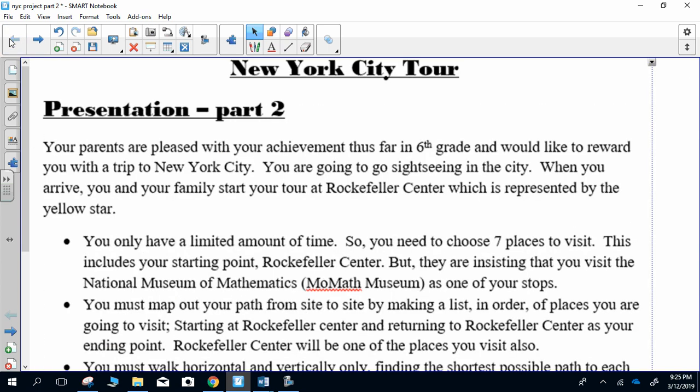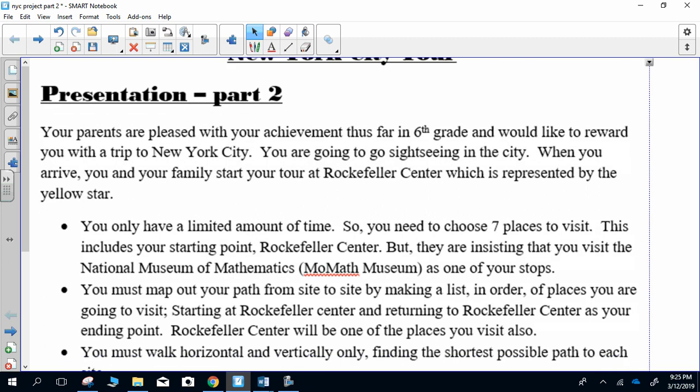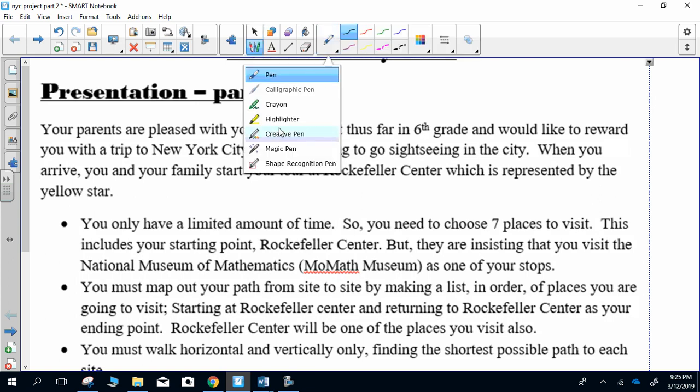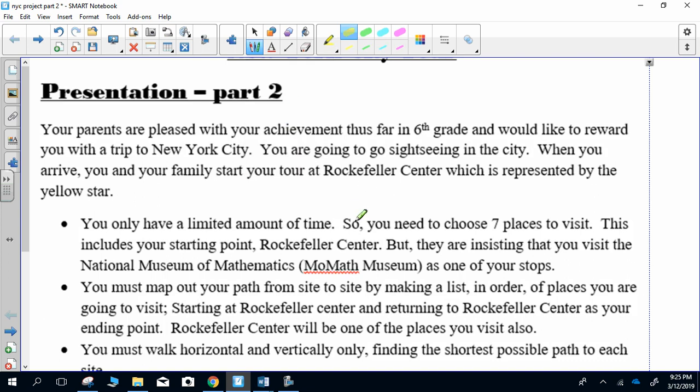It says, your parents are pleased with your achievement thus far in the 6th grade and would like to reward you with a trip to New York City. You're going to go sightseeing in the city, and when you arrive, you and your family start your tour at Rockefeller Center, which is represented by the yellow star. You only have a limited amount of time, so you need to choose 7 places to visit. So please highlight 7, because that's how many places you're going to have. So you've already chosen 4 places. So now you're going to add 3 more.